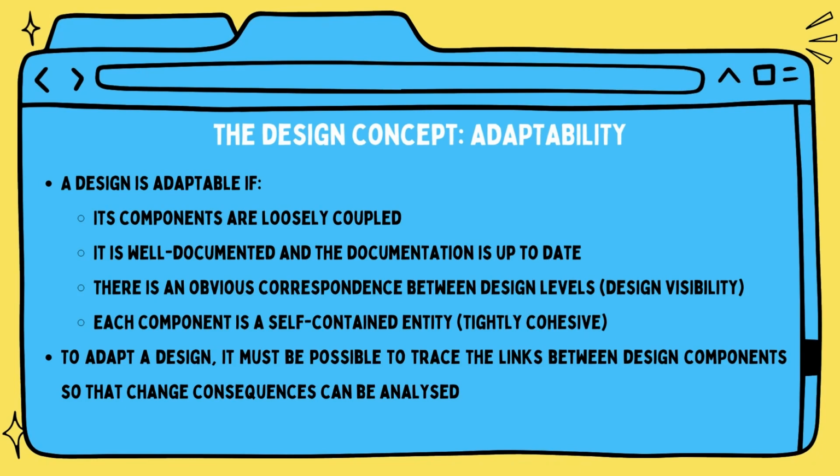Adaptability. A design is adaptable if its components are loosely coupled. It is well documented and the documentation is up to date. There is an obvious correspondence between design levels, design visibility. Each component is a self-contained entity, tightly cohesive. To adapt a design, it must be possible to track the links between design components so that change consequences can be analyzed.